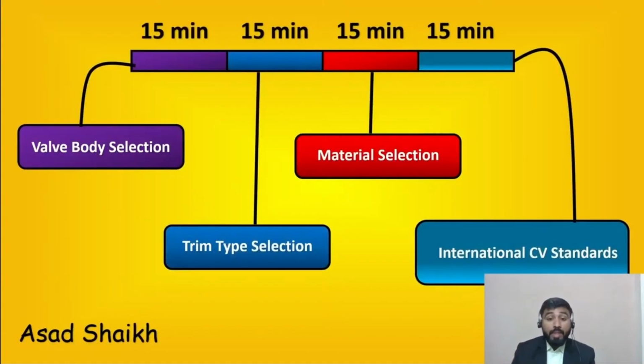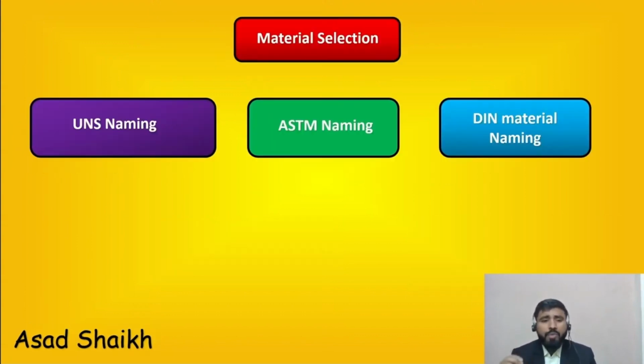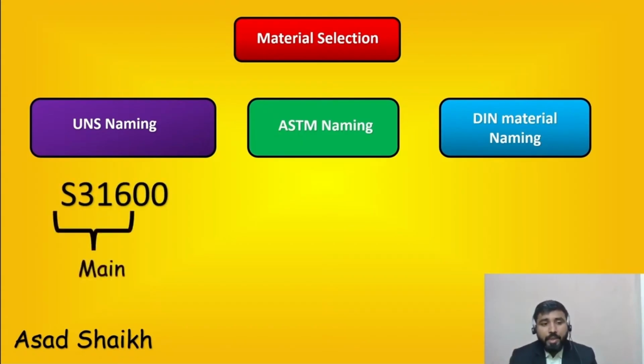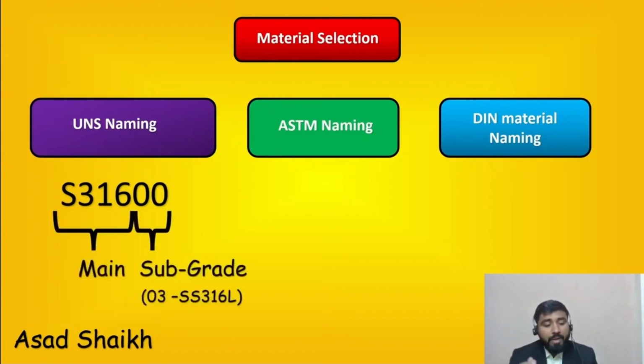Third important thing is material selection. I have got a lot of questions from engineers asking about material selection. First, before we select, it is important to know how the materials are actually named. For example, when you see the UNS numbering system, you see something like this mentioned here, where this is your main material and this is your subgrade. Now this subgrade will vary. For example, 316L, you have 03 written in the end. So some vendors give you materials mentioned in this format.